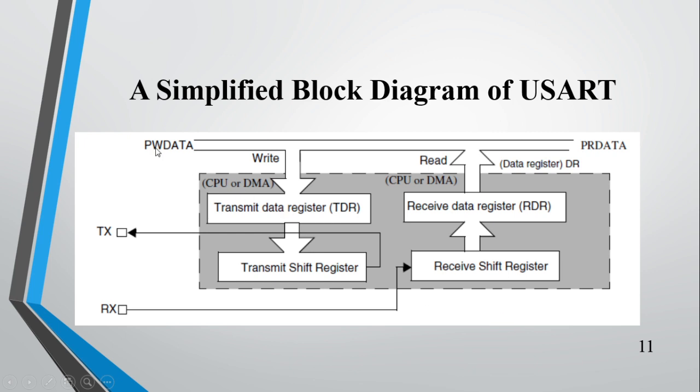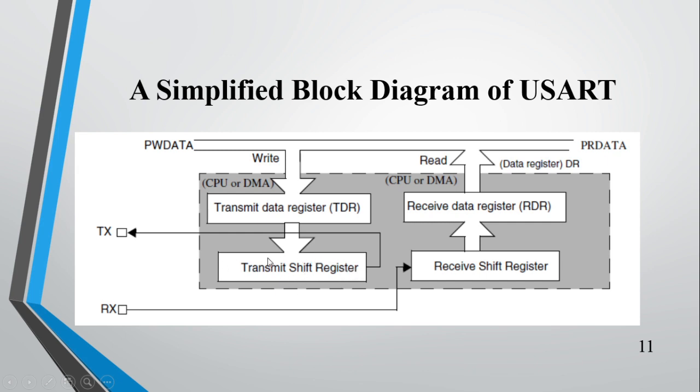Whatever data you want to write will be sent through this bus. PW data means parallel write data. So whatever parallel data, that is 8-bit data, you need to write will be sent through this bus, and that data will be sent to a register known as the transmit data register. So whatever data you need to send, you need to write it into the transmit data register, right? The parallel data will be sent to the transmit data register, and from there the data will be sent to a shift register known as the transmit shift register.